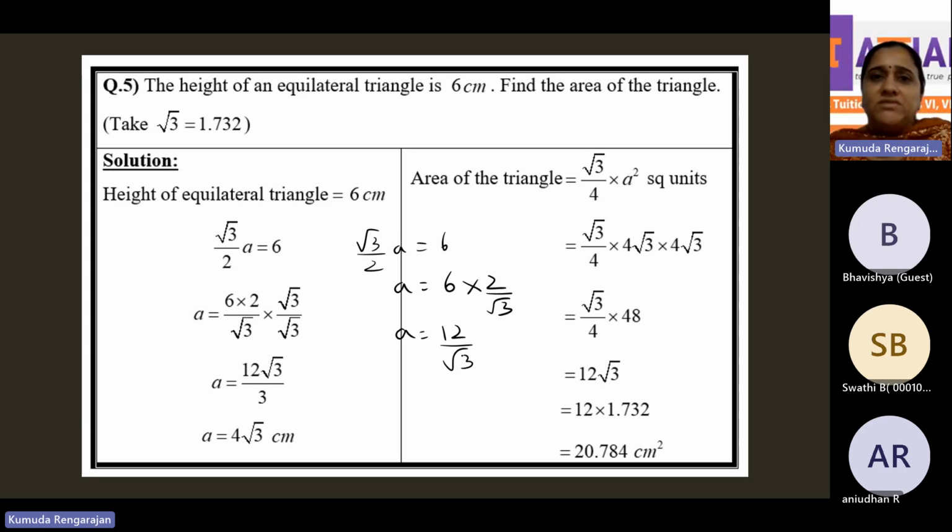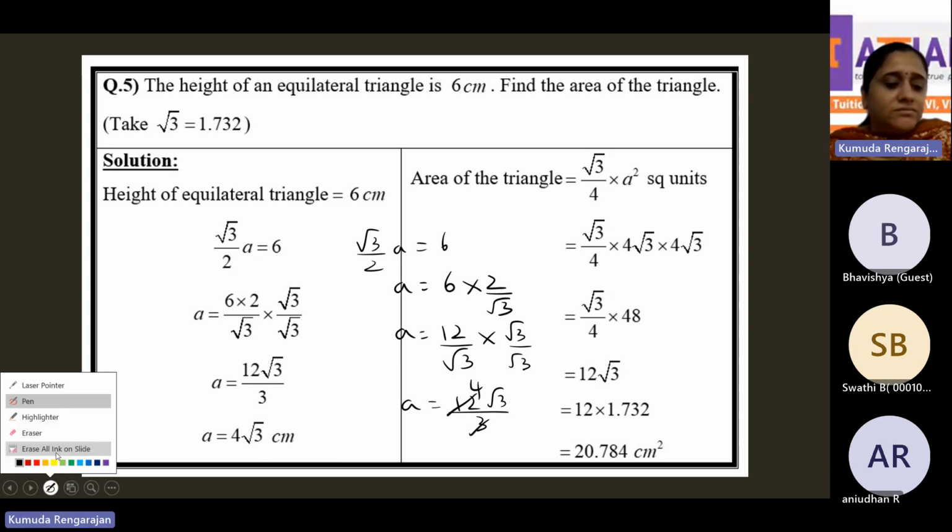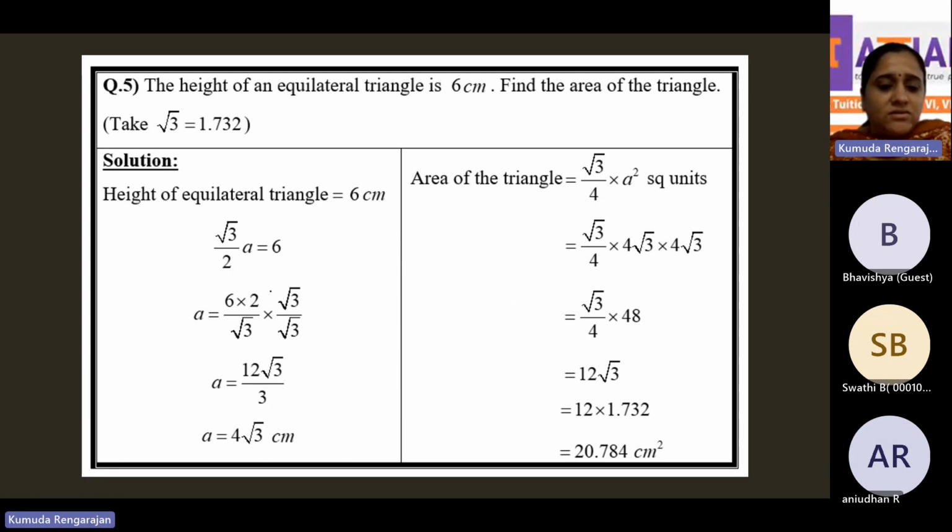Correct? Now the denominator is irrational. So we'll have to rationalize it. So into root 3 by root 3. So A is equal to 12 root 3 by 3. So 3 and 12, you can cancel. So 4 root 3. You understand? I'll work it again. I'll just take this out. You can maybe write it from here.